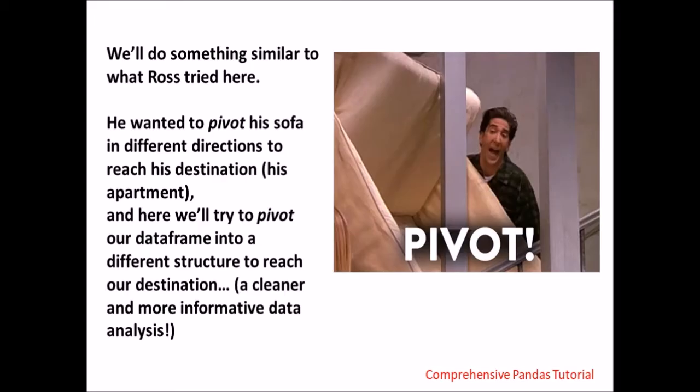Now, if you have watched the sitcom Friends, then you will notice that what we are trying to do with a data frame is exactly what Ross was trying to do with his sofa. He wanted to pivot his sofa in different directions so that it could reach his destination, which was his apartment. And here we will try to pivot our data frame into different structures to reach our ultimate destination, which is a much cleaner and more informative data analysis.